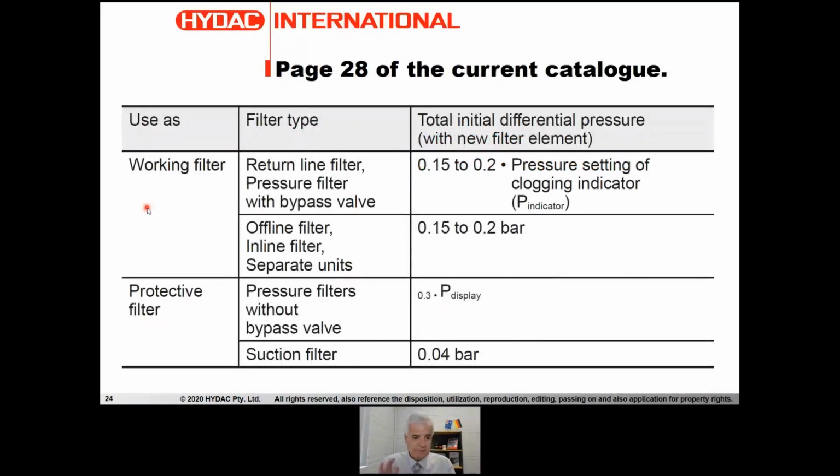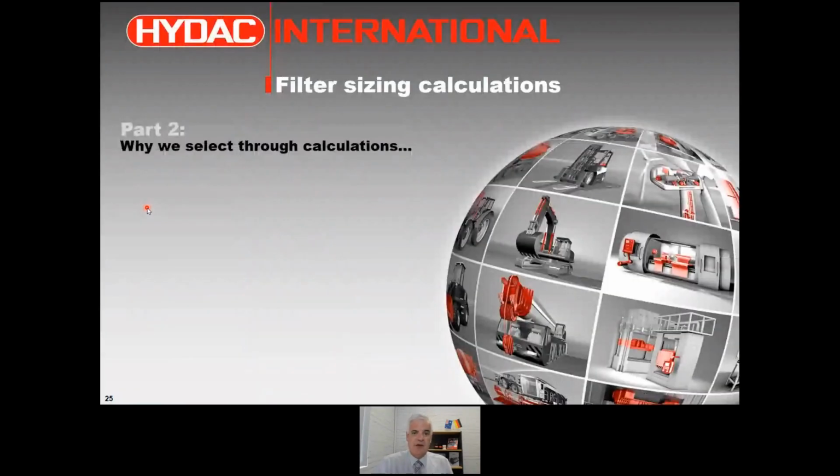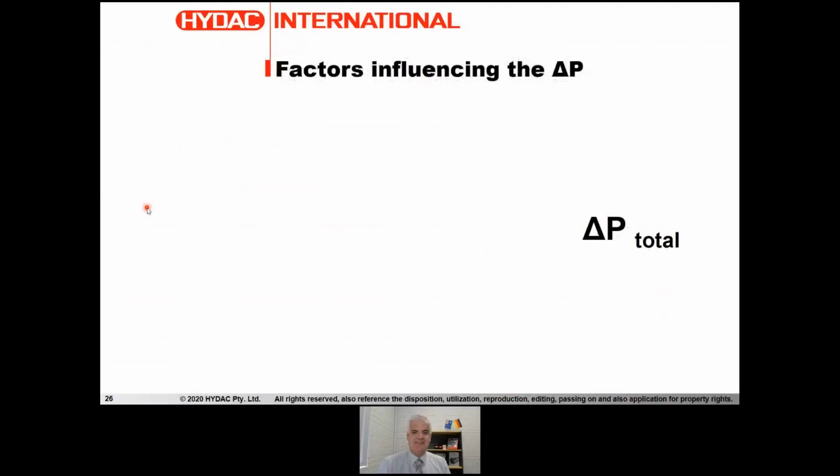So this is all described in page 28 of the current HYDAC catalogue, and of course it is in our filter handbook as well with the same information. But you can see there that same information is then displayed as a table. So that's what it's all about, and that's why we're choosing a filter based on clean delta P target. So let's look at the calculations that we're doing.